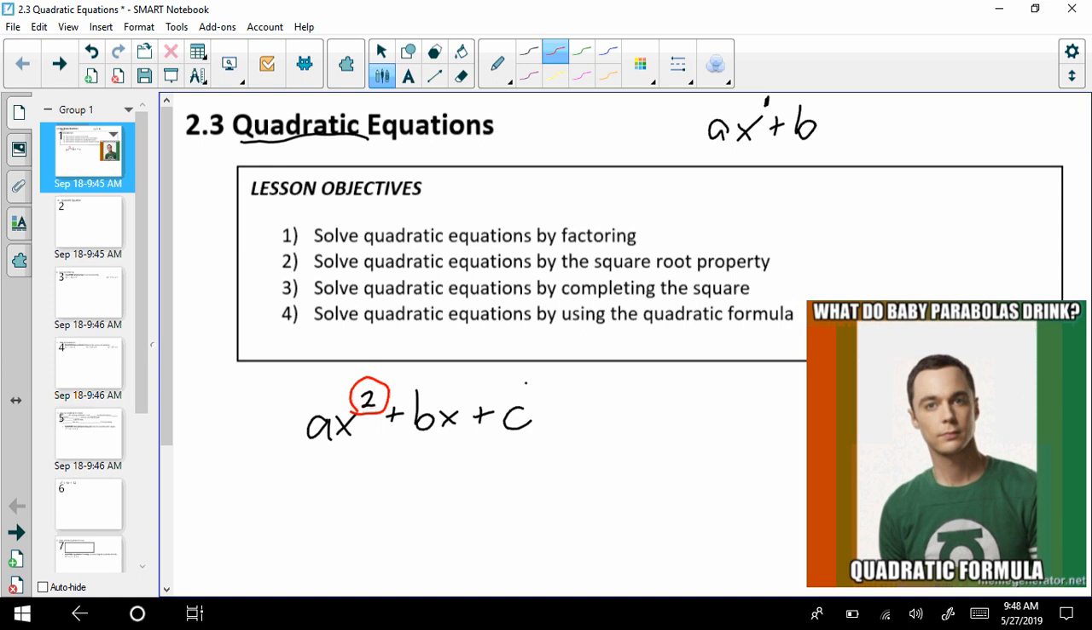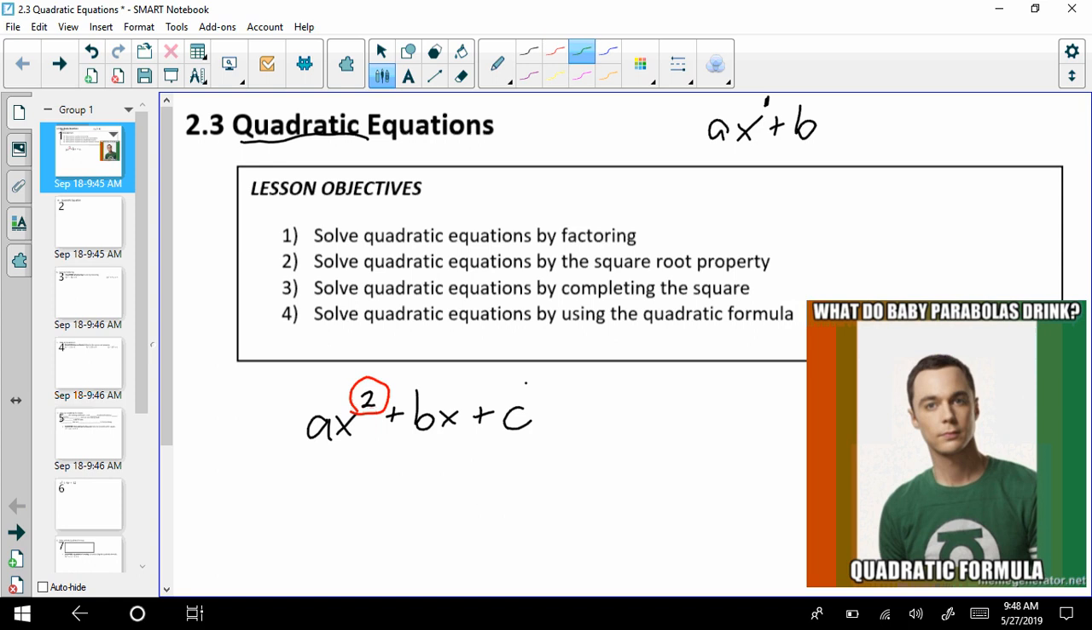We could actually keep going and naming equations. If the highest exponent is a 3, then it's called a cubic equation. If the highest exponent is a 4, it's called a quartic, and so on. But today, our focus will be quadratic equations. The highest exponent is a 2.